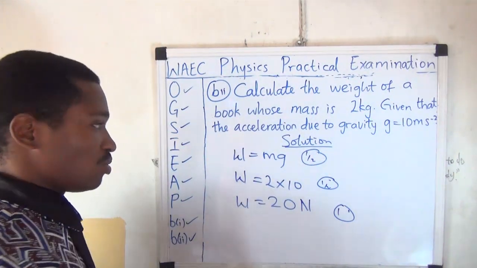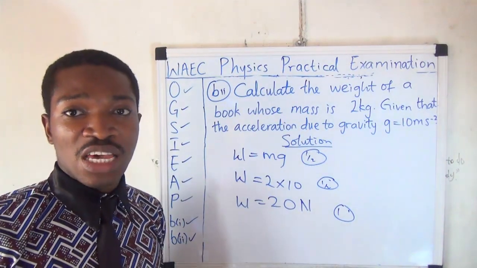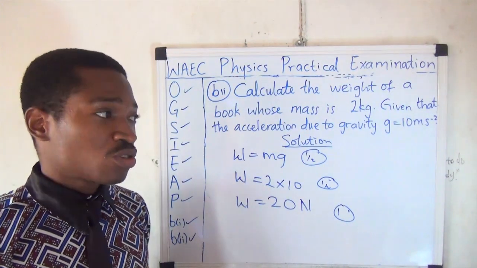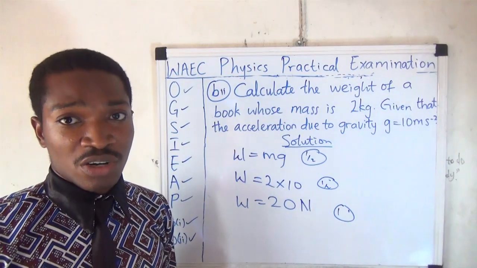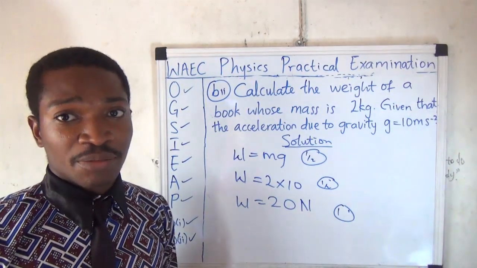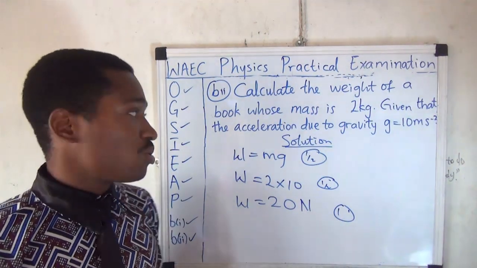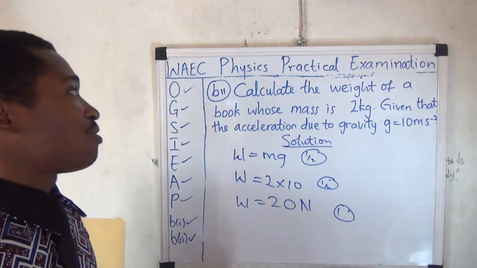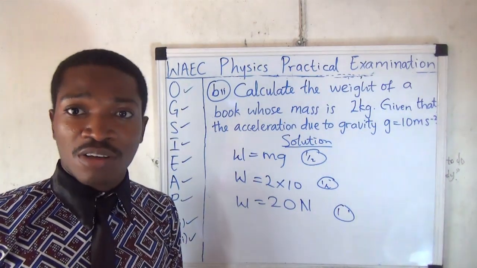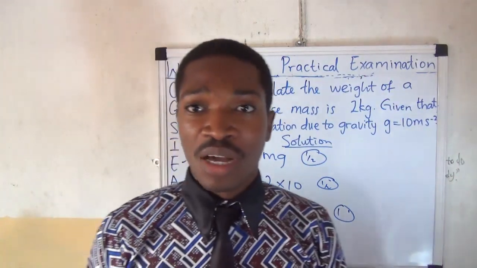So that is what distinguishes someone who is aiming at scoring an A from someone who is aiming at scoring a B or a C. Always aim at an A. Always aim for the best. So the pattern we have just discussed for your WAEC practical, the same goes with your NERCO and your GCE.